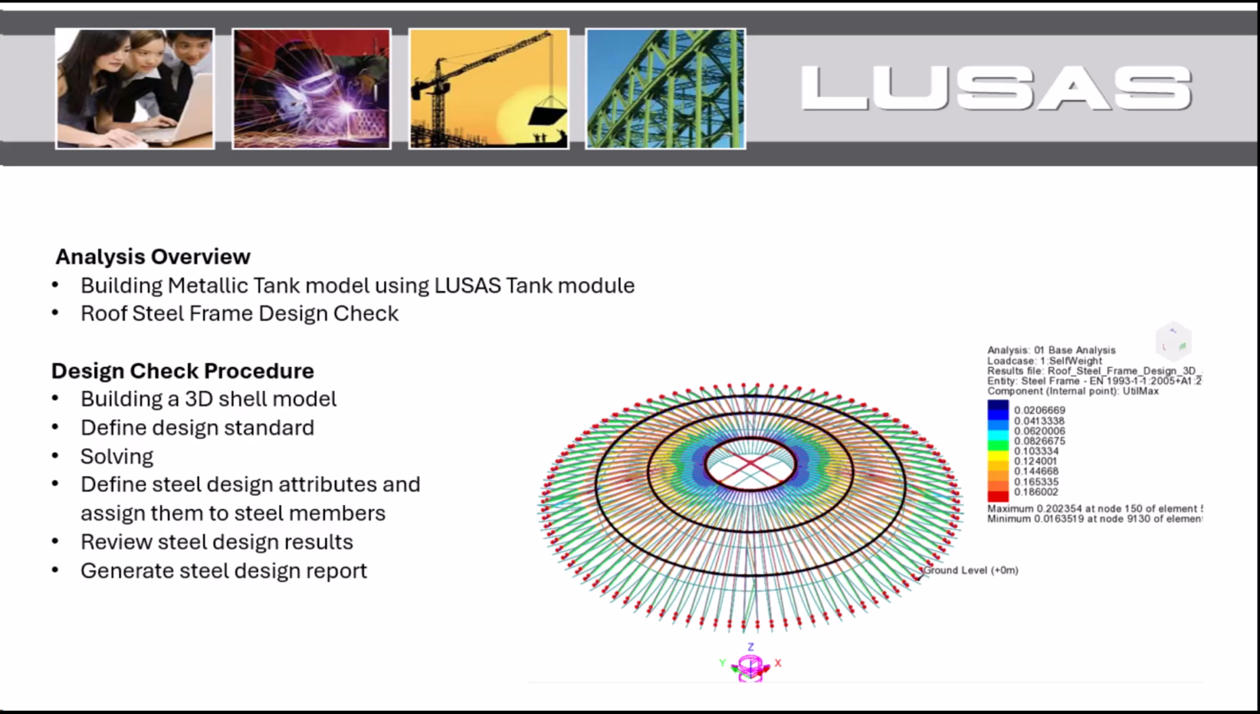The first is analysis modeling. We'll define the tank definition, generate the 3D shell model, and set up the design standards required for the steel frame design check. The second stage is analysis and results review. After running the analysis, we'll define the steel frame design attributes, check the UtilMax, that is the maximum utilization ratio results, and then export both the tabular results and the detailed calculation report.